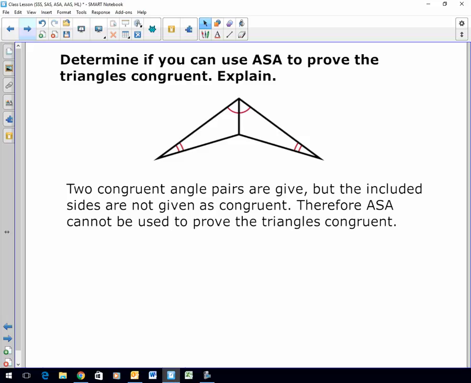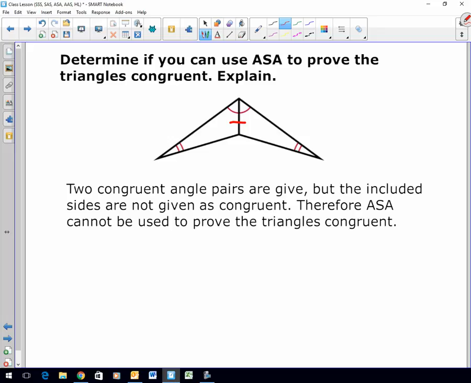Determine if I can use angle, side, angle to prove that the triangles are congruent. Think about this. Do I have any information here about congruent sides? No. The only thing I can conclude is that these sides are going to be congruent because of the reflexive property. Would angle, side, angle be the appropriate theorem here? No. What would be the appropriate theorem? Angle, angle, side.